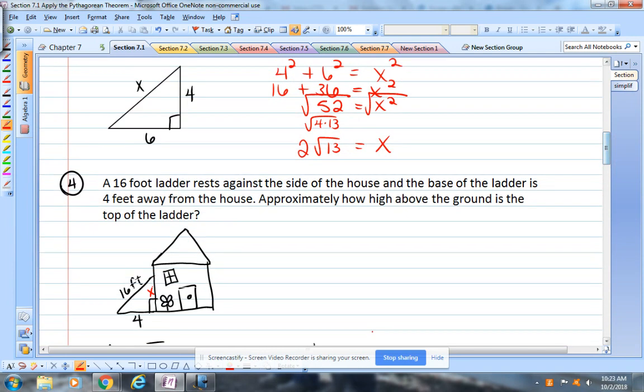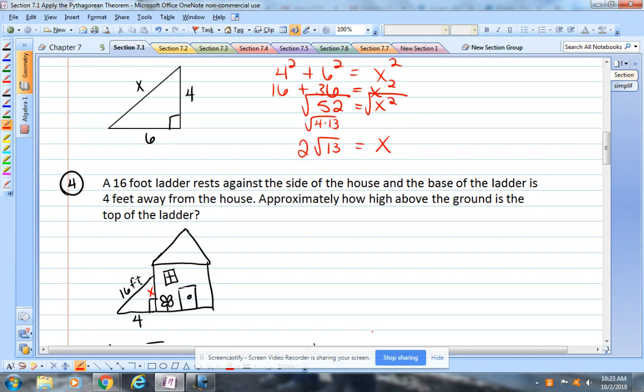All right. Y'all like my picture? You don't have to draw it. You could just set it up with me, okay? It says a 16-foot ladder rests against the side of the house. So here's my ladder. Here's my house. Isn't it cute? All right. And the base of the ladder is 4 feet away from the house.